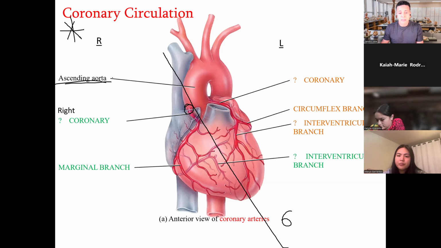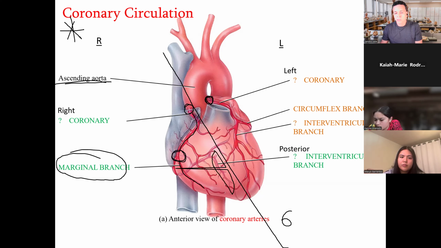If you look on the left side, we're going to see another blood vessel siphoning blood from the ascending aorta on the left side. This is what we call the left coronary. Now let's follow the right coronary and the left coronary, okay? The right coronary, when it gets to this point right here, will split into two major branches. One going towards the front of the heart. This is what we call the marginal branch. The other one going towards the back of the heart. This is what we call the posterior interventricular branch.